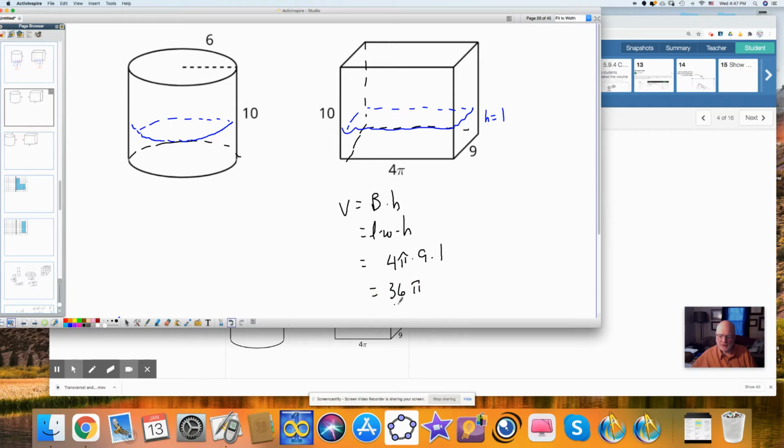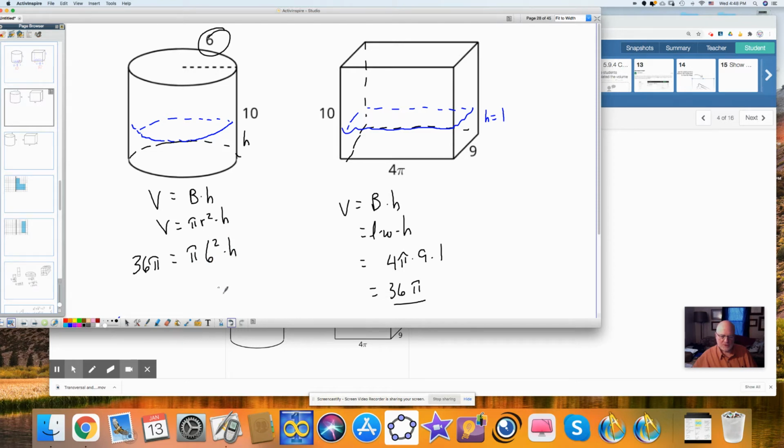Now we dump this volume into this guy. Here we don't know what the height is. We're going to look for height. We know that the radius is 6. So volume is equal to the area of the base times the height, which would be equal to pi r squared times the height. We know the volume because we're pouring the water into it. The water we're pouring into it is 36 pi, and that's equal to pi times 6 squared times my height.